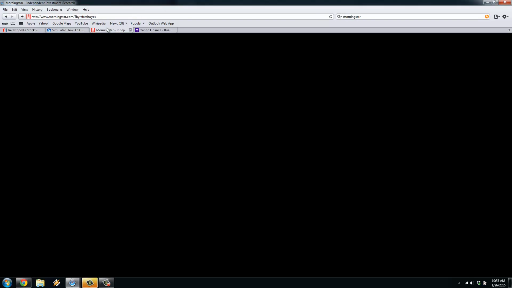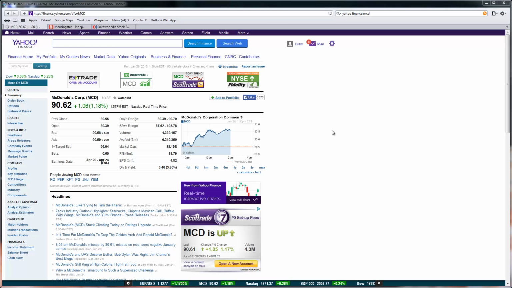Now, some third-party websites, if you want to research stocks, one is Morningstar.com, and one is Yahoo Finance. There are many sites that do this, but I like Yahoo Finance. I think it has a very comprehensive view of any stock.